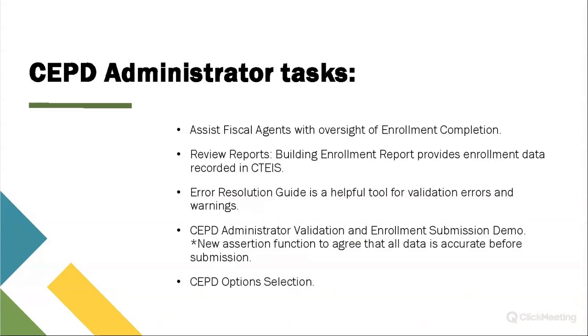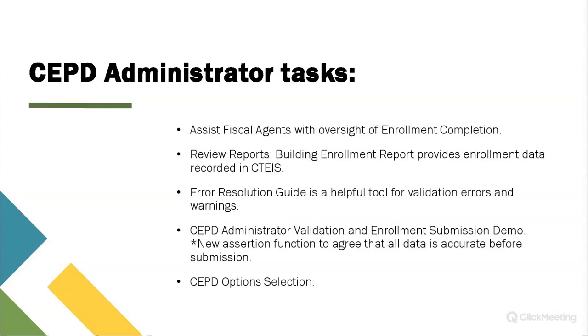Again, just as with the fiscal agent, there's a new assertion function. We showed that earlier during our fiscal agent demonstration, but you just want to agree that all the data is accurate before submission. And then the last bullet point there is the CEPD option selection. That CEPD option is actually coming before the enrollment completion deadline, so you want to make sure that you keep these dates in mind.